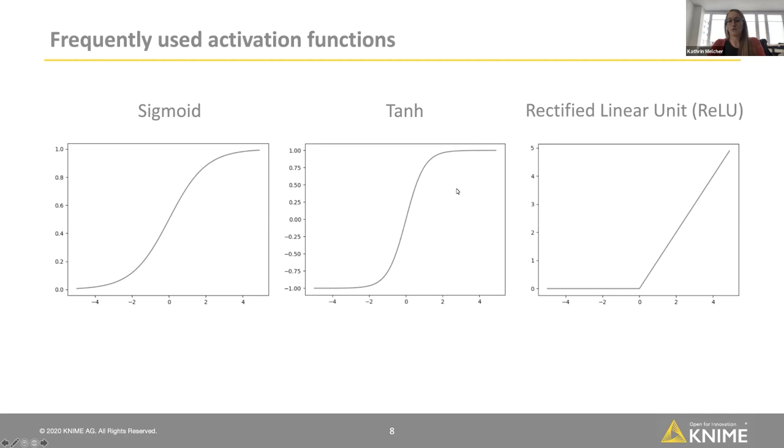Another commonly used activation function is the rectified linear unit, ReLU for short, which is 0 for all negative values. And then we have just the identity function, which is used a lot in deep neural networks because it improves the learning process. I will come back to this diagram later.